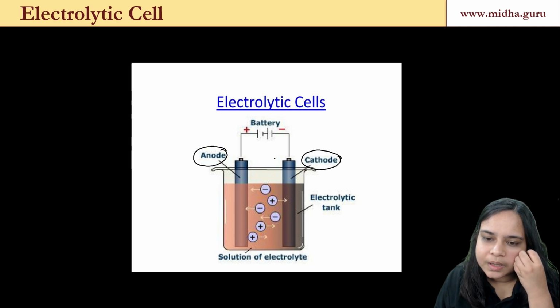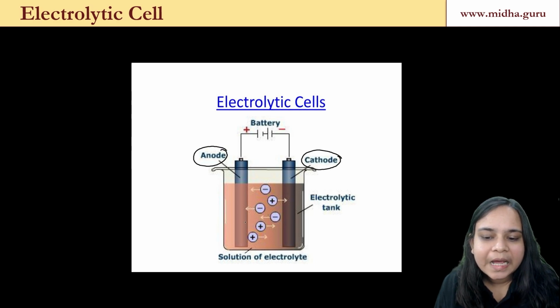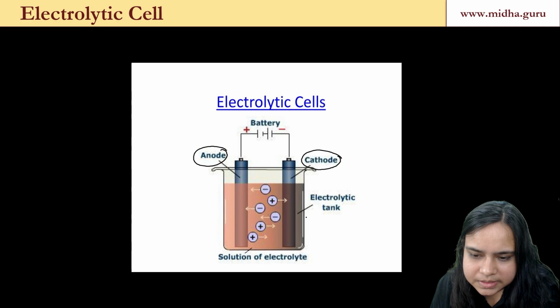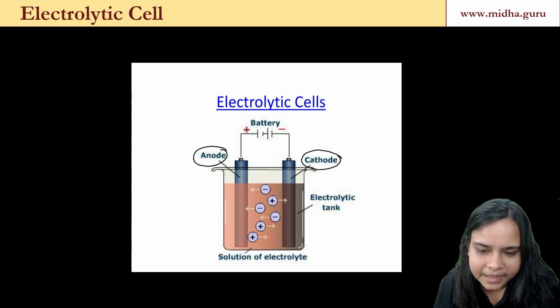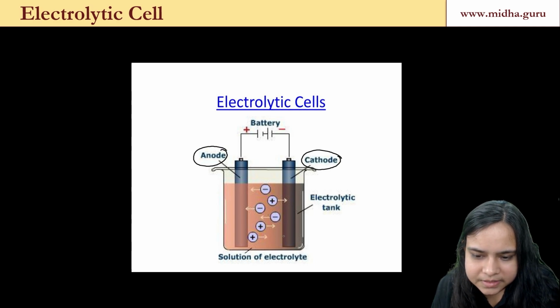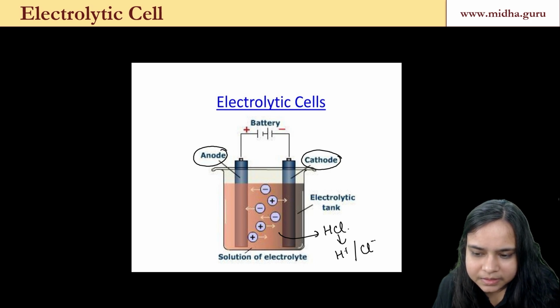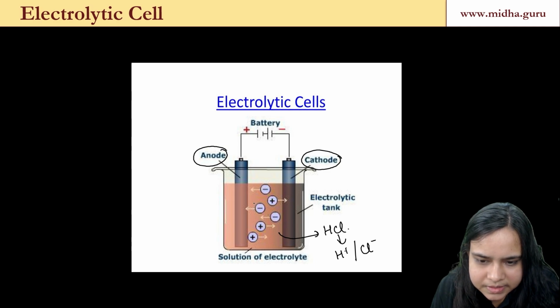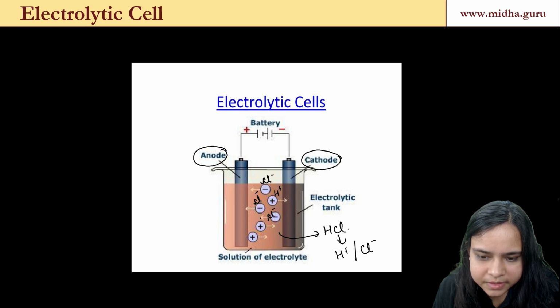Now when we are providing electricity to an electrolytic solution, this is considered to be an electrolytic tank, a solution of electrolyte. Let's consider we took HCl here. So from HCl we got H positive ions and Cl negative ions. So let's consider these as Cl negative ions, and here H positive ions.